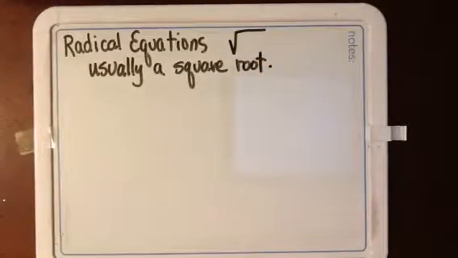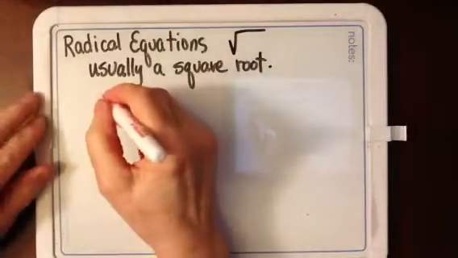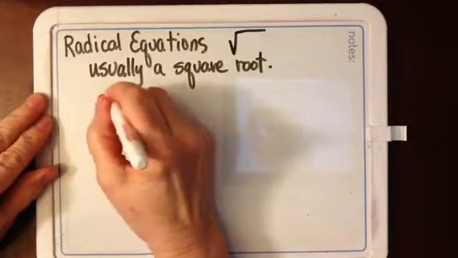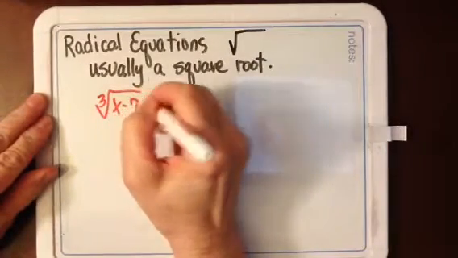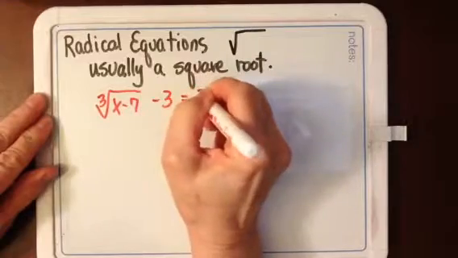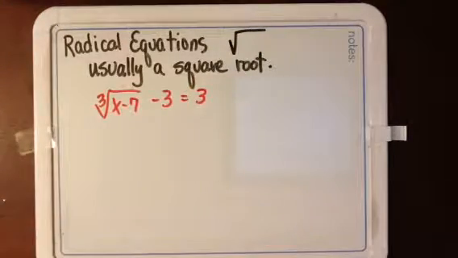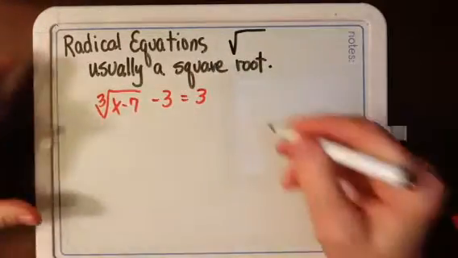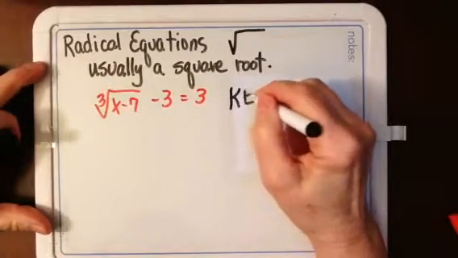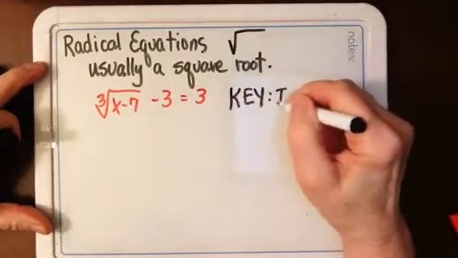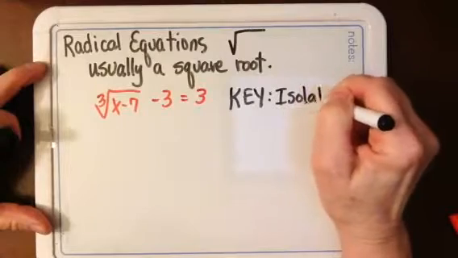Saying that, usually a square root, we are going to work a problem that has a cube root. We're going to work this problem, the cube root of x minus 7 minus 3 equals 3. The key to solving a radical equation is to isolate the radical.